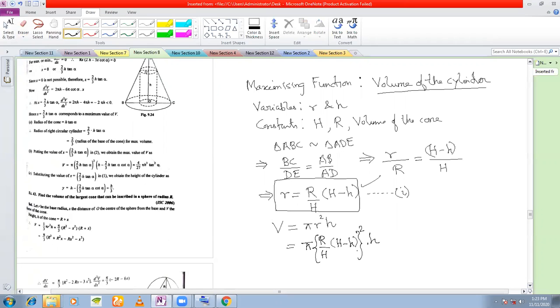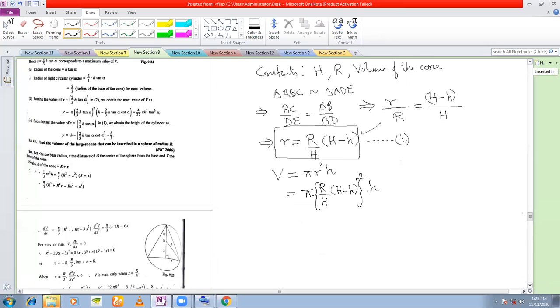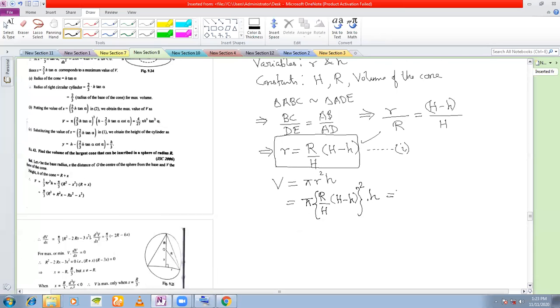Because capital R and capital H are constants, right? So now this will become pi R square into (H minus h) whole square divided by H square, times h. Or you can write this as, taking the constants together, pi R square by H square into (H minus h) whole square into h. Why did I write this way? So that I know that all this is constant.